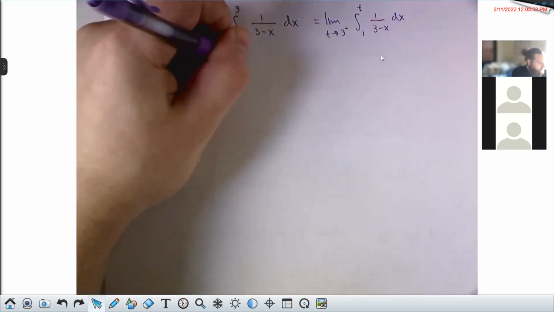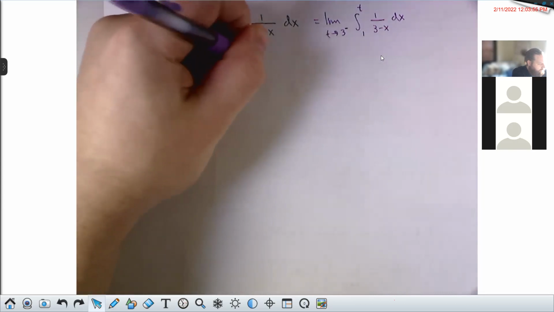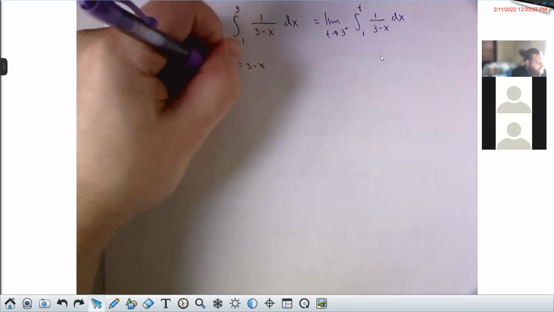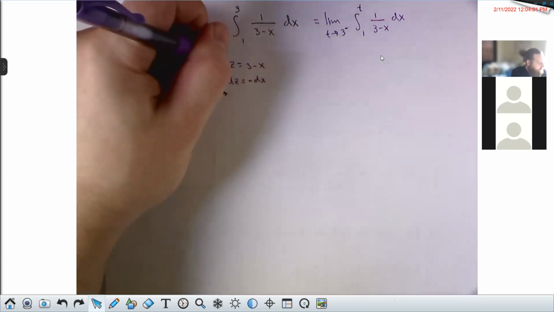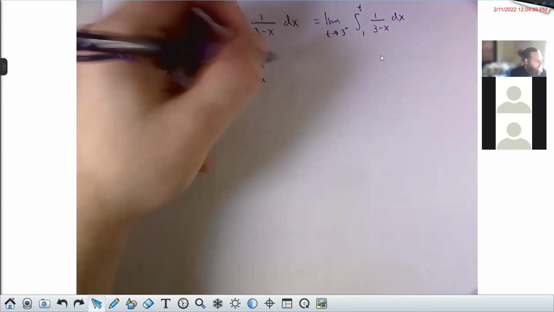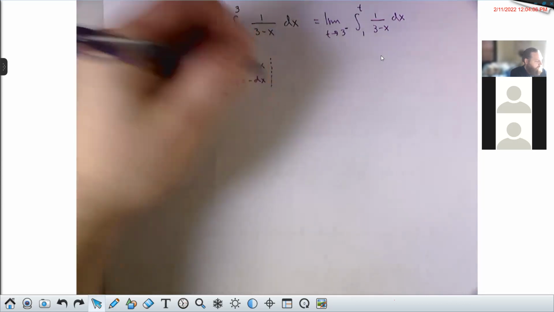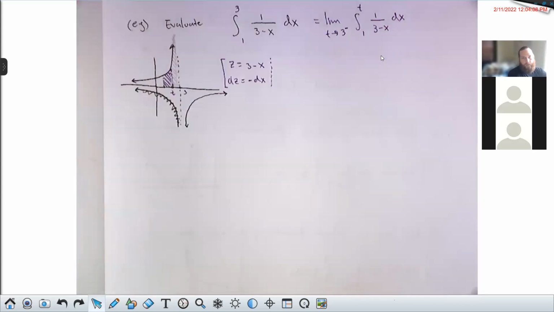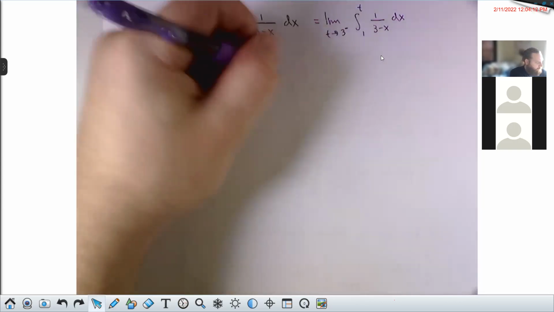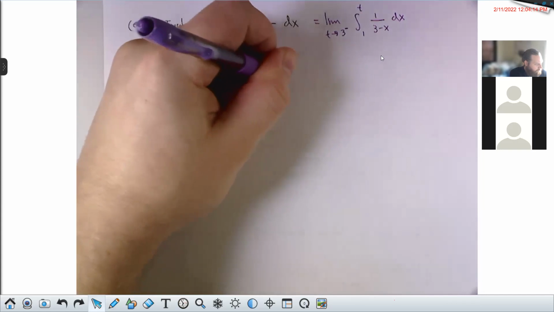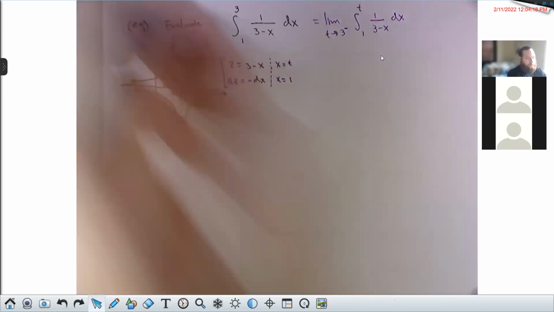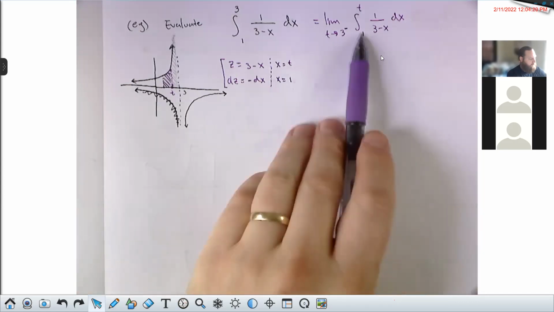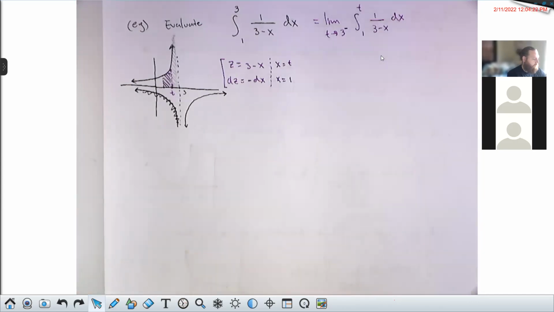So we're going to sub z equals 3 minus x, which means the dz is negative dx. We need to change our bounds. This is still a definite integral. I'm still making a substitution in a definite integral, even though it's improper. So my old bounds were 1 to t, and we need to use those bounds.